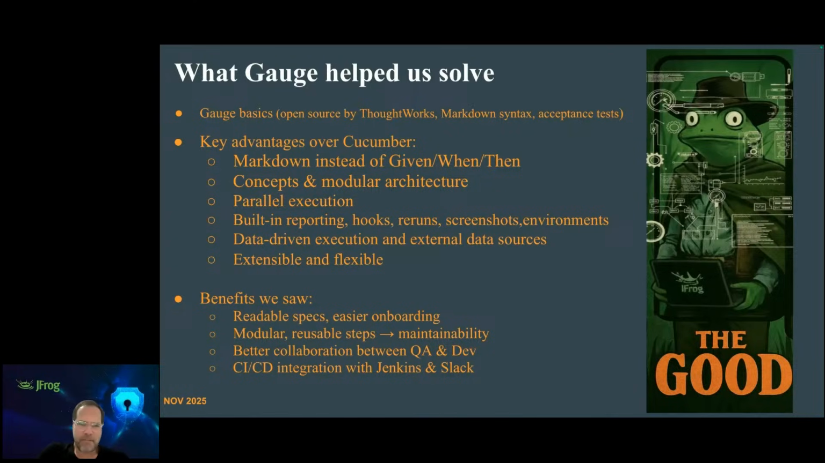The day I got my first PR from a backend engineer for a Gauge spec, I realized we had crossed a bridge. Integration with Jenkins was also a breeze, and with Slack notifications, the whole team could see results instantly. No more chasing people just to find out if a build succeeded. Slack was faster than any of us. The results were already out.